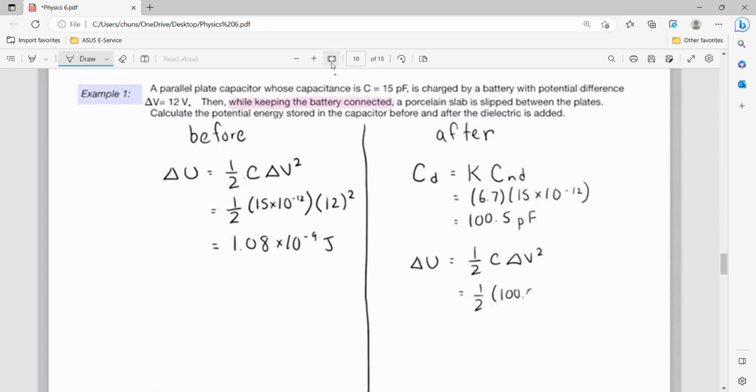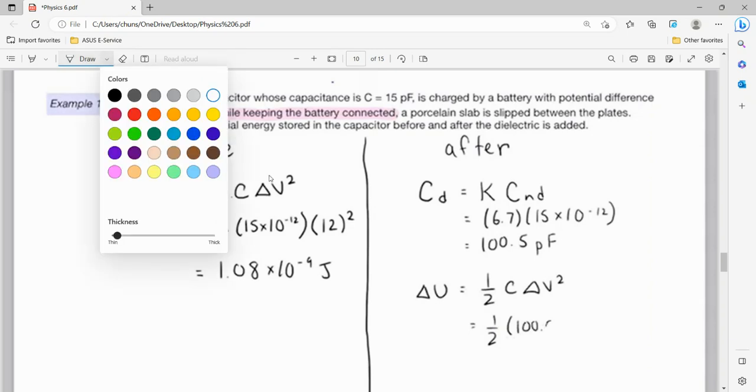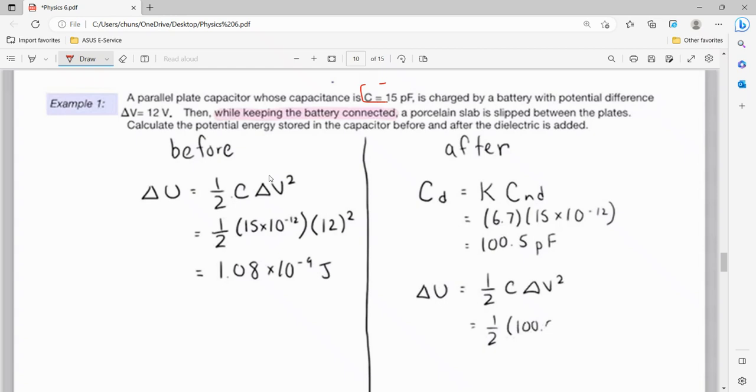So in this example, a parallel plate capacitor whose capacitance starts out at 15 picofarads is charged by a battery with a potential difference of 12 volts. While keeping the battery connected, a porcelain slab is slipped between the plates, so this is our dielectric here. We calculate the potential energy stored before and after the dielectric is added. Before, we just use our standard equation that we started with, and this gives us 1.08 times 10 to the negative 9 joules. That's just plugging in for our capacitance and potential difference.